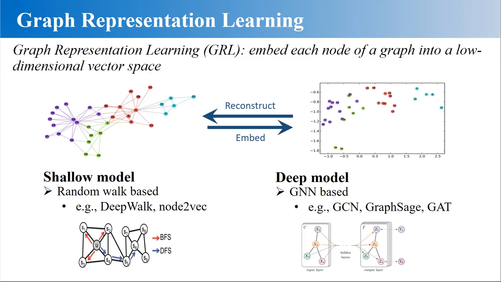Another type is the deep model, GNN, which employs deep learning on graph data. It has been a basic artificial intelligence technique beyond graph data.